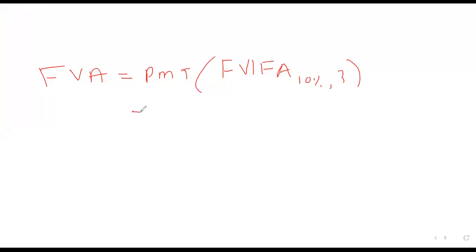So here you put 1,000. Here you put 3.310. That's the annuity factor. When you multiply that, you're going to get 3,310, the same answer you got. So this is using the tables.